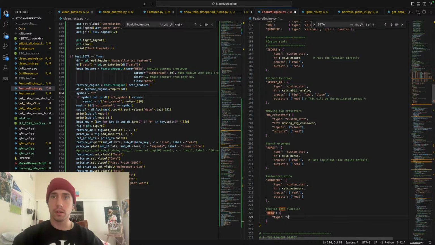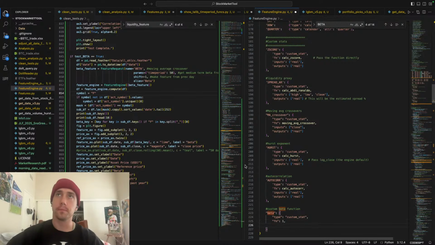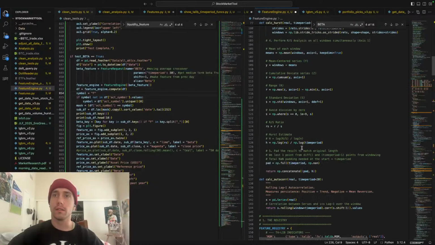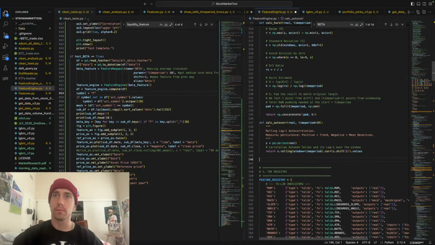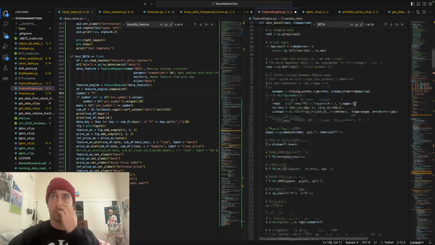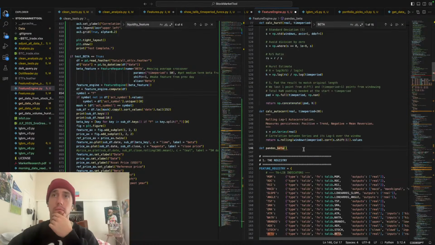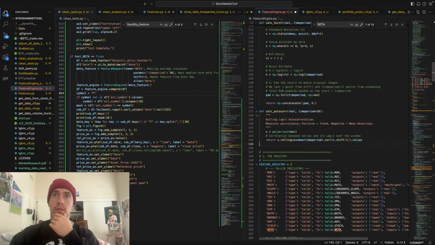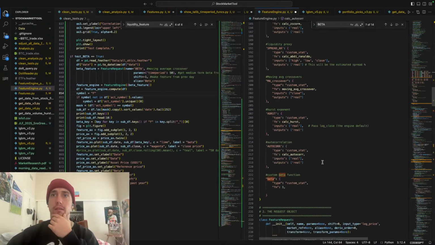Type is custom stat. So I don't have the function yet. Let's add the function. But I don't know how to pass that to the data frame.